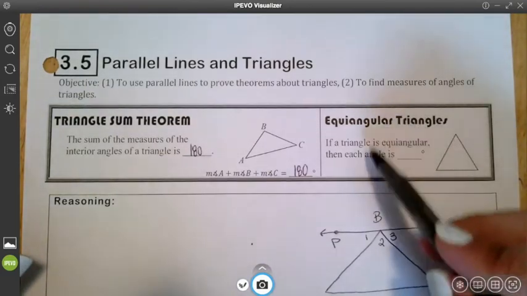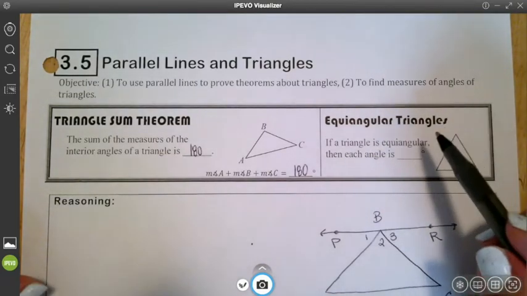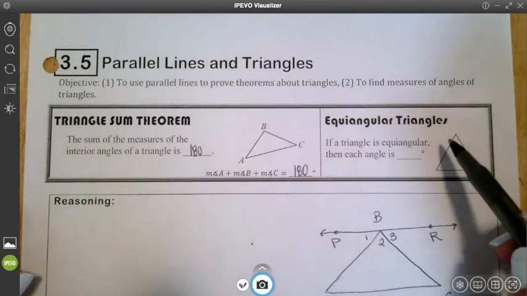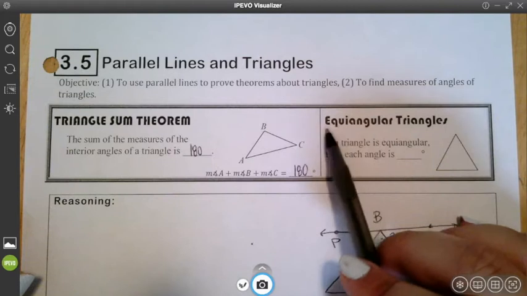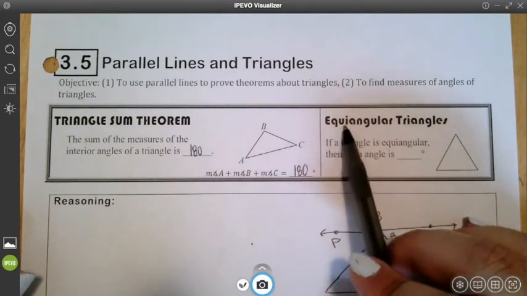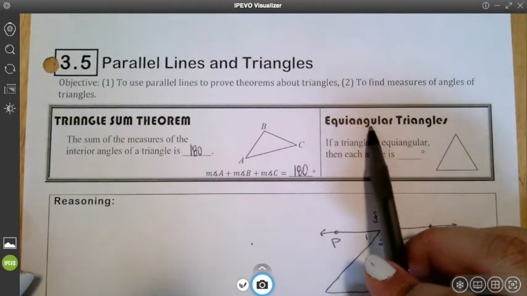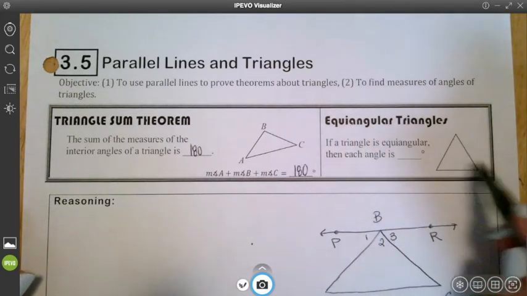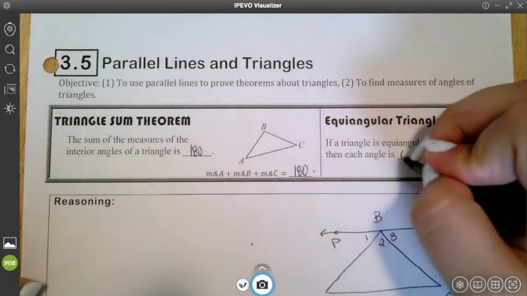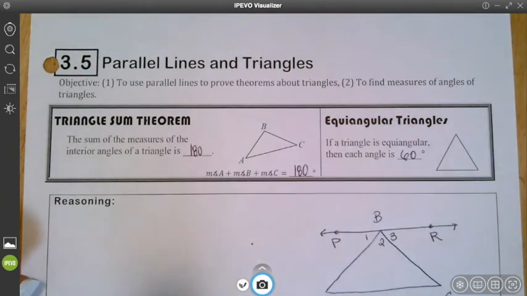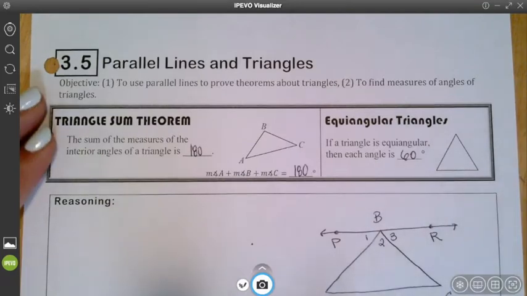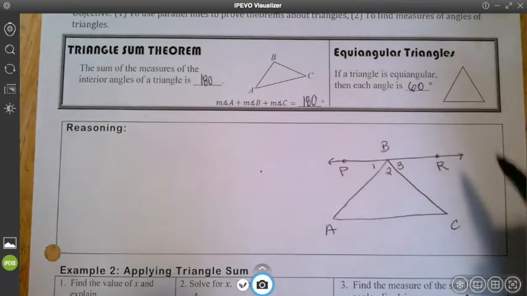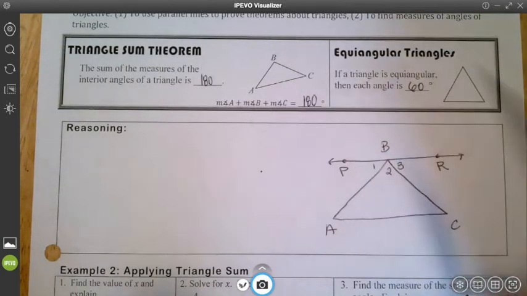There's a special type of triangle called an equilateral triangle, and an equilateral triangle is also equiangular. And what that means, equal like equal, so the same angles. So it means that all three angles are the same. And if you have an equiangular triangle, that means that each of the angles is 60 degrees. Okay? Later on in the course, we will prove that all equilateral triangles are equiangular and vice versa.